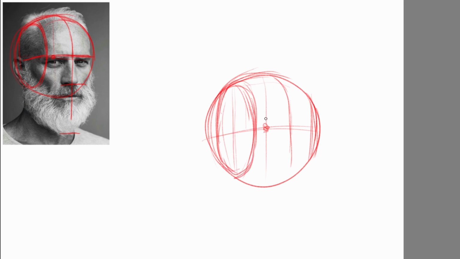Hi, I'm Tony, and in this video I'll show you a trick that will improve your drawings, and the best part is that all you have to do is look at your reference in a different light. So what do I mean by that?